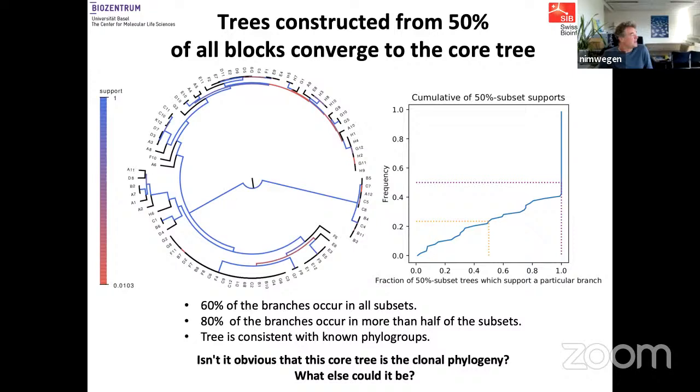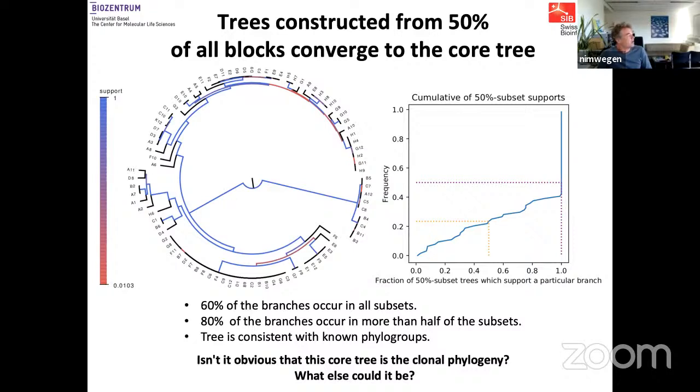So I think for many people in the field, it seems rather obvious that this tree that you converge to when you use many, many blocks must be the clonal phylogeny, because what else could this be, right? The idea is there is some real clonal phylogeny, and this recombination is putting a lot of extra noise on top. So if you look at one block, this noise may dominate, but as soon as you take many, many blocks, then you average out this noise coming from the recombination, and you recover the clonal phylogeny. All right.